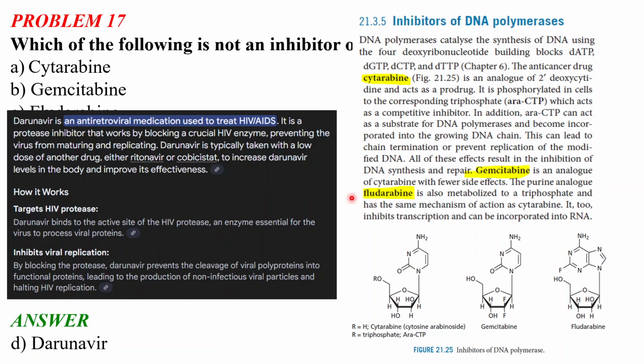Okay. So this about darunavir and antiviral therapeutics we will discuss in our upcoming classes. We will discuss it in due time in our course, which also has this topic. So we will discuss it later. Okay. So now I will go to the next problem.